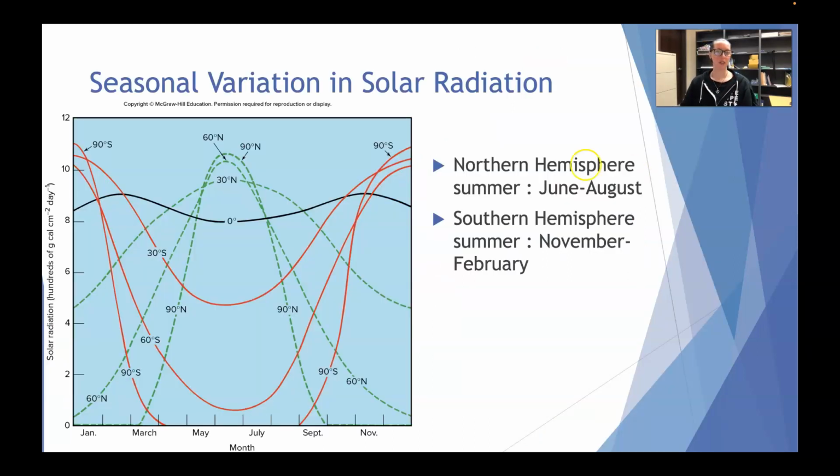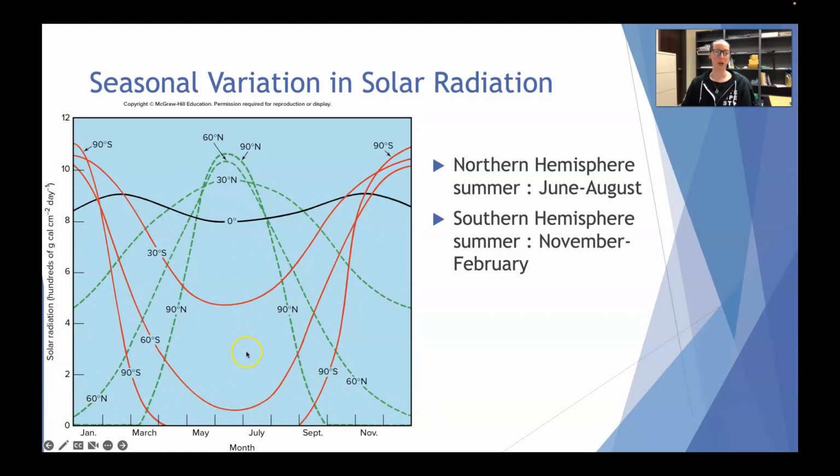And then this graph here is just looking at seasonal variation in solar radiation. So the green dotted lines are trying to indicate the North Pole, or the Northern Hemisphere, excuse me. The red solid lines are for the South Pole, or Southern Hemisphere. And this black line is to emulate the equator. And this is just looking at how much sunlight is coming into the region throughout the months.